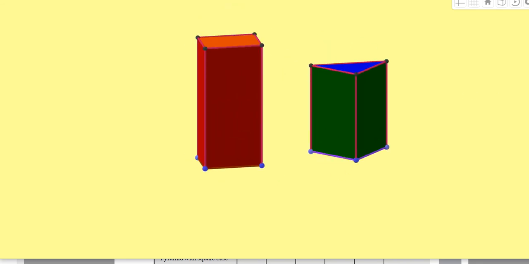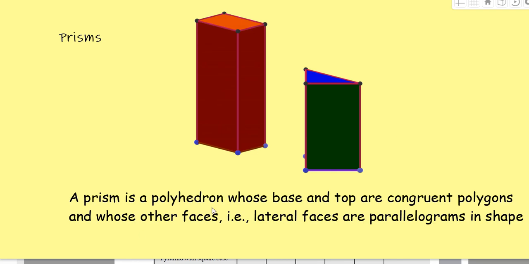Such polyhedrons we can call prisms. So a prism we can define as a polyhedron whose base and top are congruent polygons and whose other faces, that is lateral faces, are parallelograms in shape.